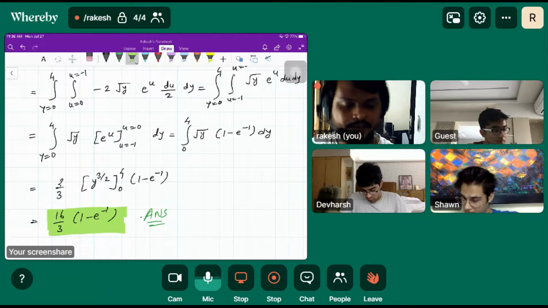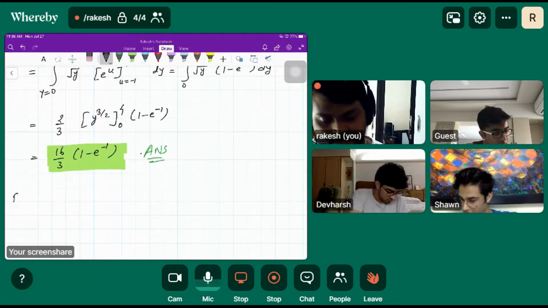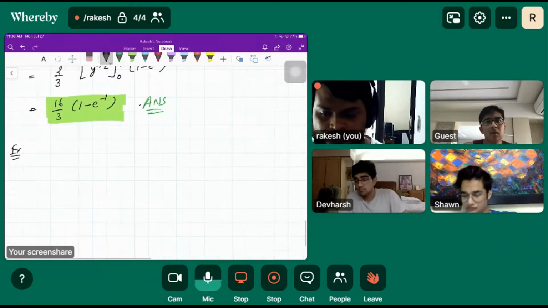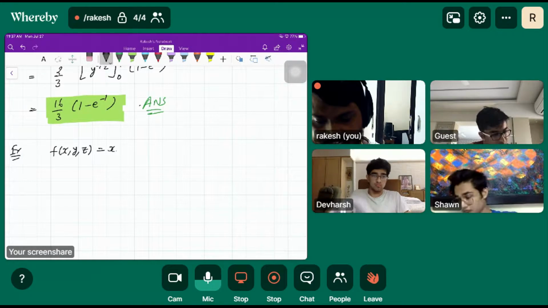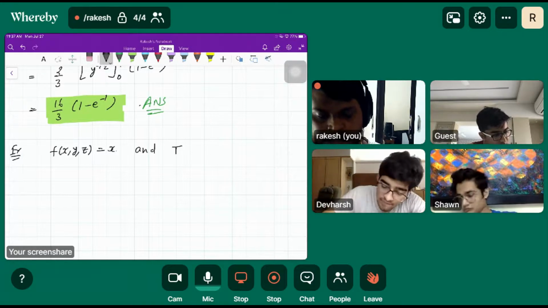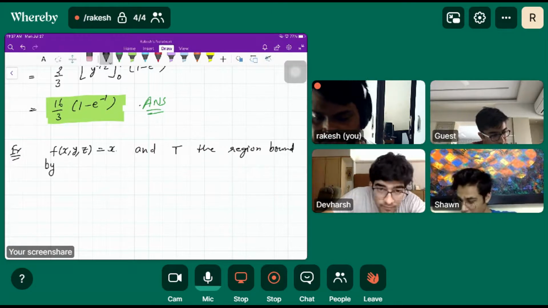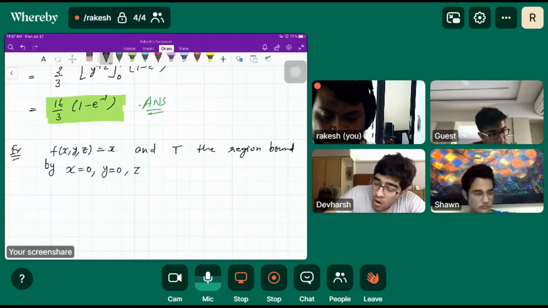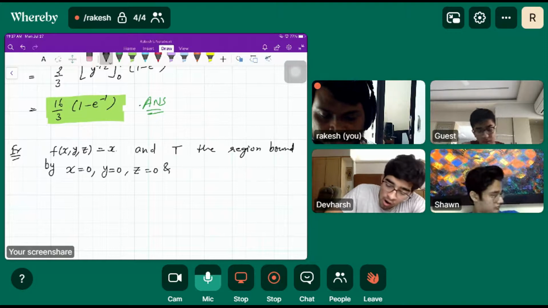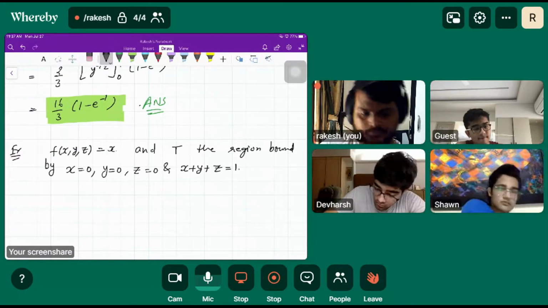So the next question is, there you have to set up the integral. The next question is, if f of x y z is equal to x, the region T is bound by x is equal to 0, y is equal to 0, z is equal to 0, and x plus y plus z is equal to 1.